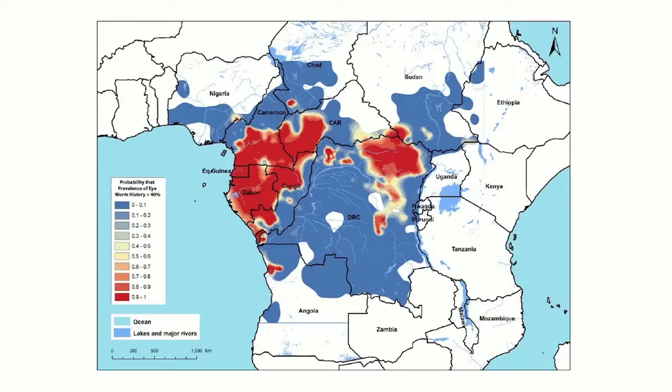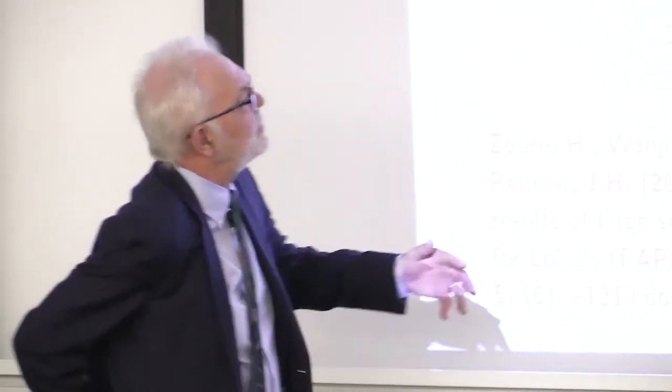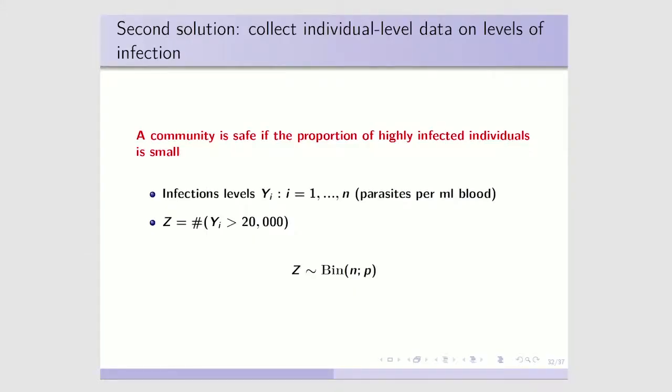But that's what you might call a proxy for the real problem, because the argument is that if we're worried about people who've got high levels of infestation, they're more likely to be found where prevalence is high. And an obvious question is, how much better could you do if you could collect individual level data on levels of infection? And so instead of defining a community to be safe if it had a low prevalence, you'd say a community is safe if the proportion of highly infected individuals is small.